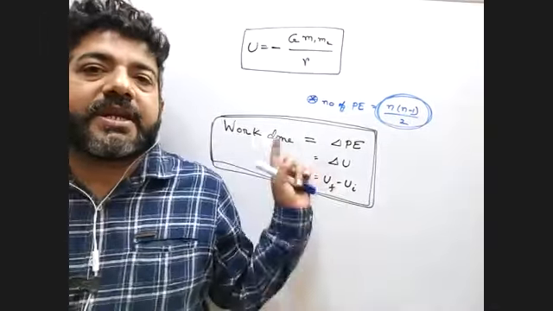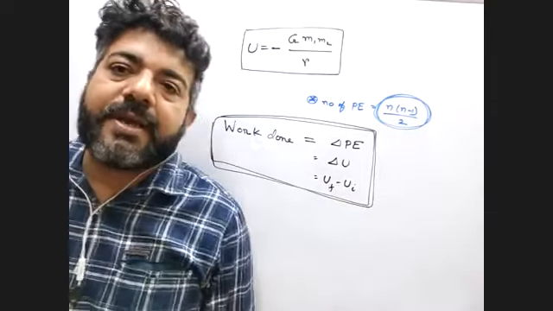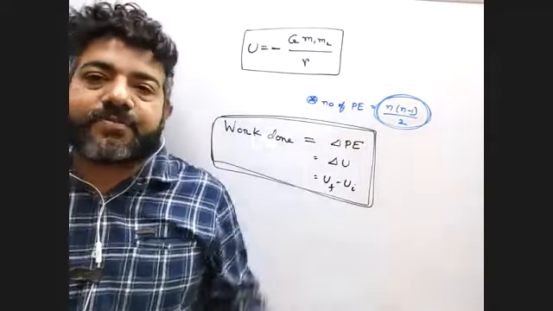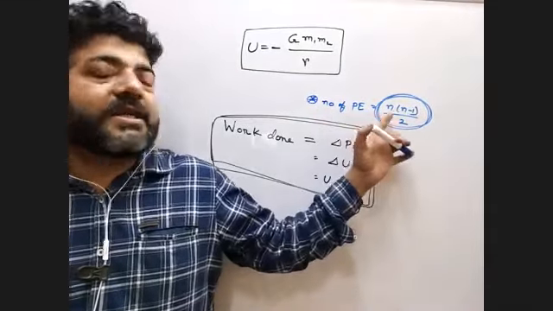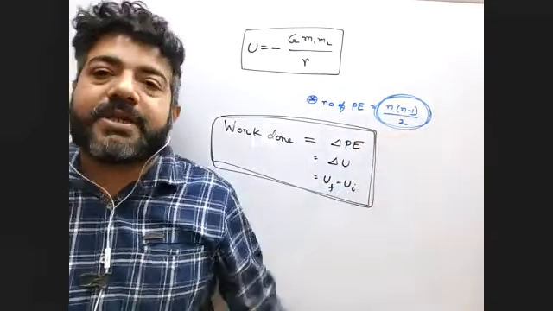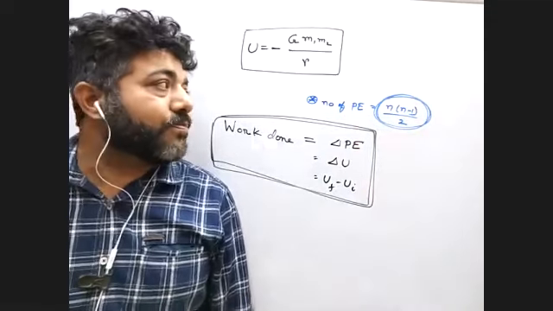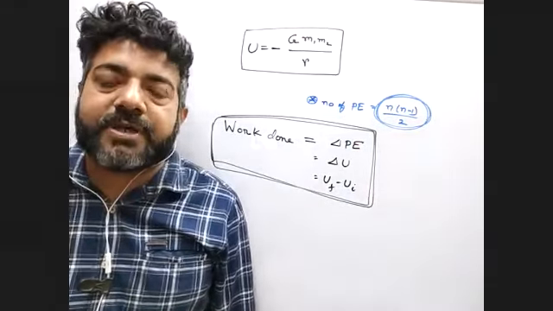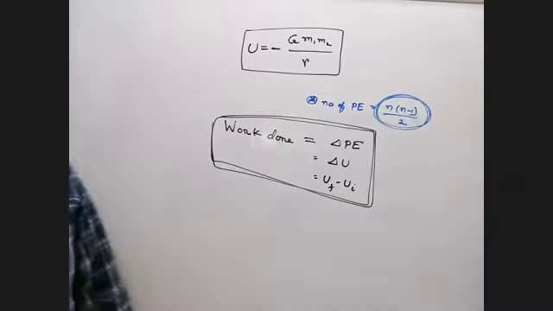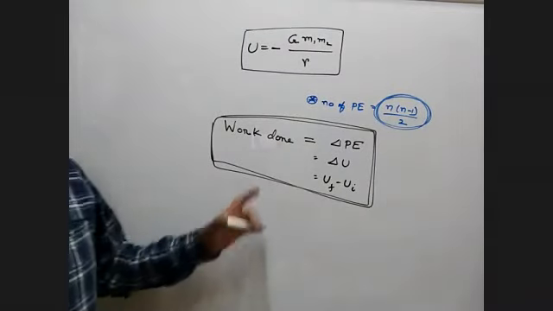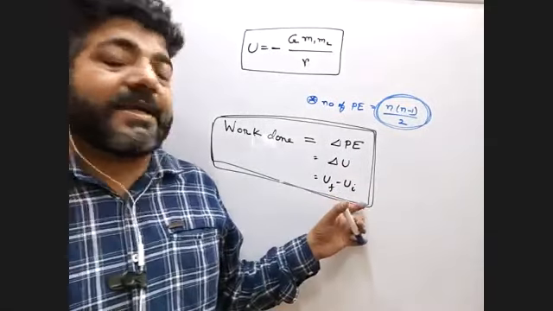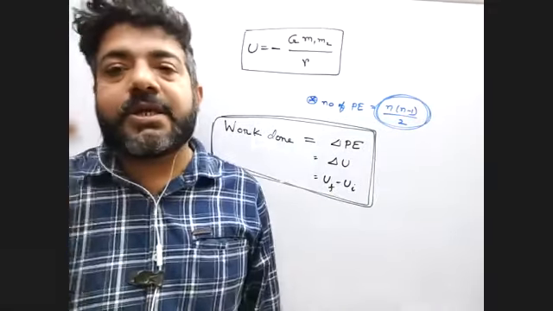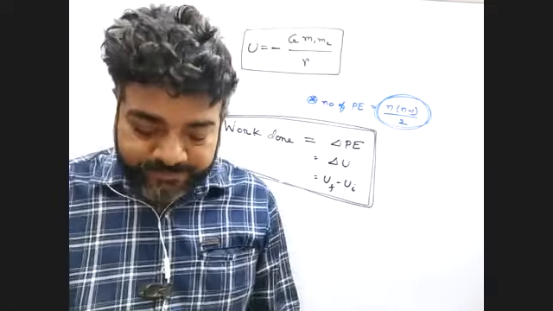So the first point is that your potential energy is minus G m1 m2 by r. This is the first key point. The second key point is that the number of potential energies is n into n minus 1 by 2. And the third key point is that work done is the change in potential energy, that is, the final potential energy minus the initial potential energy. Is it okay?